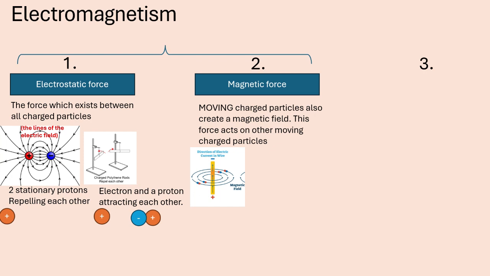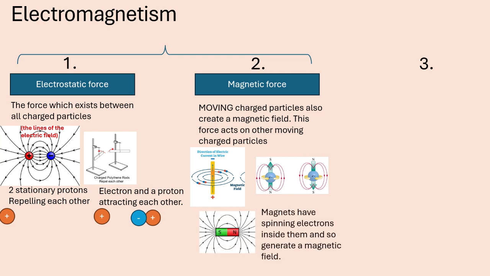With magnets, it turns out magnets, which are made of magnetic materials like iron or cobalt, have spinning electrons inside them. Now, because the electrons are spinning, they're in motion. Therefore, each electron that's spinning acts as one tiny little magnet. Right, so magnets have these spinning electrons inside them. And when you have a magnet, it basically means all the electrons are spinning in the same direction. So you get one big magnetic field.